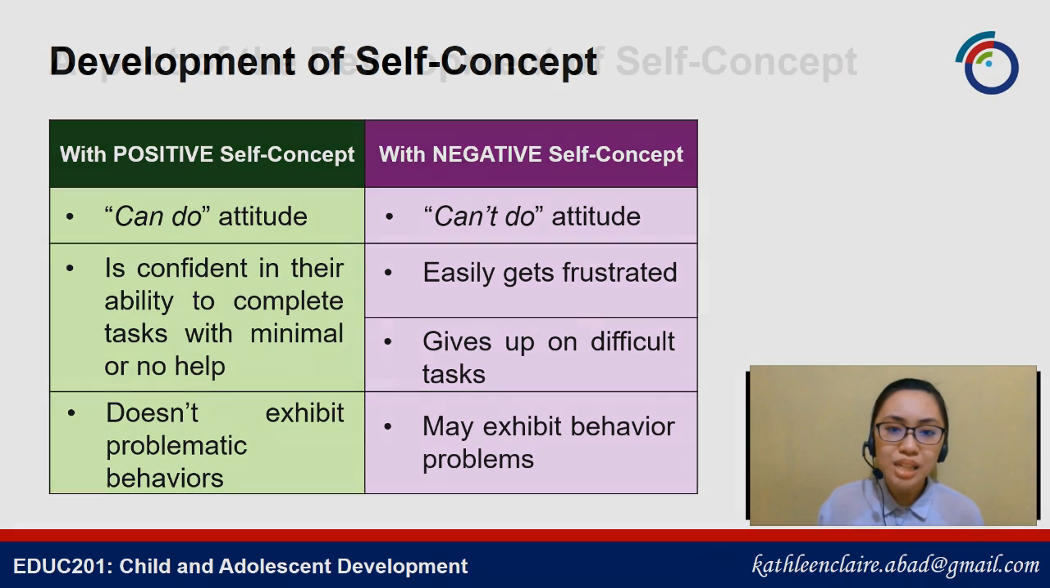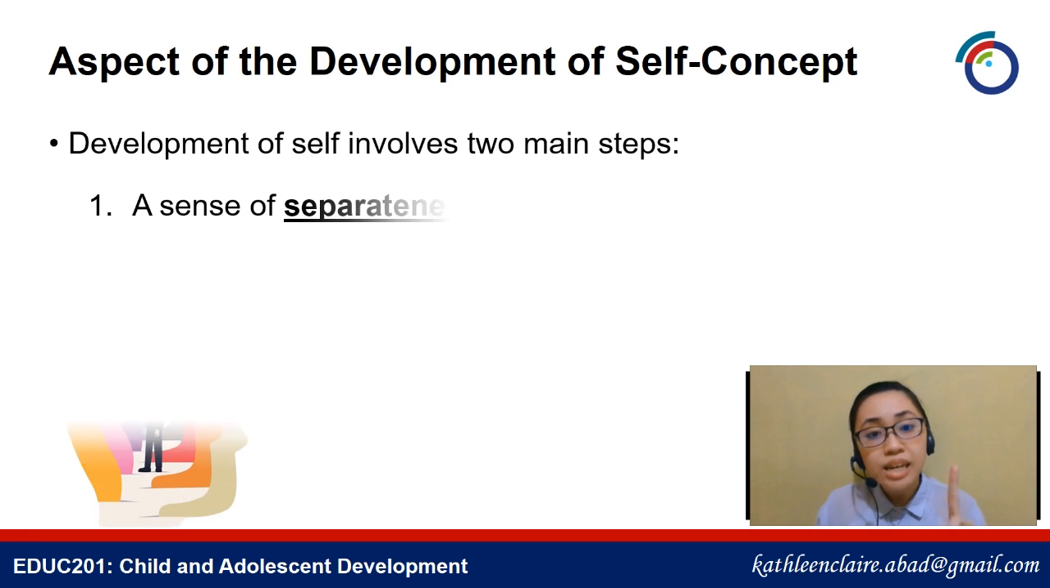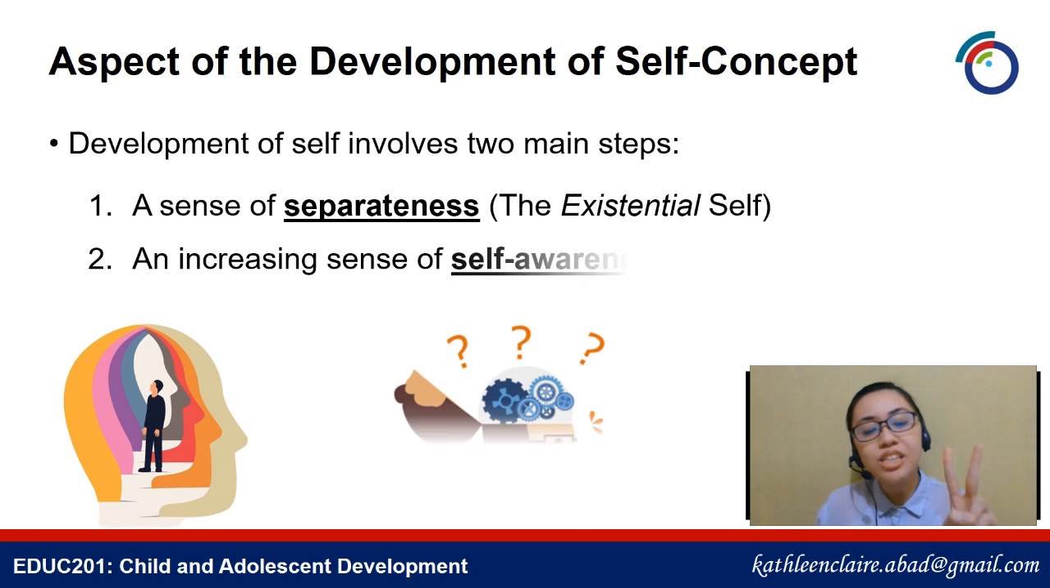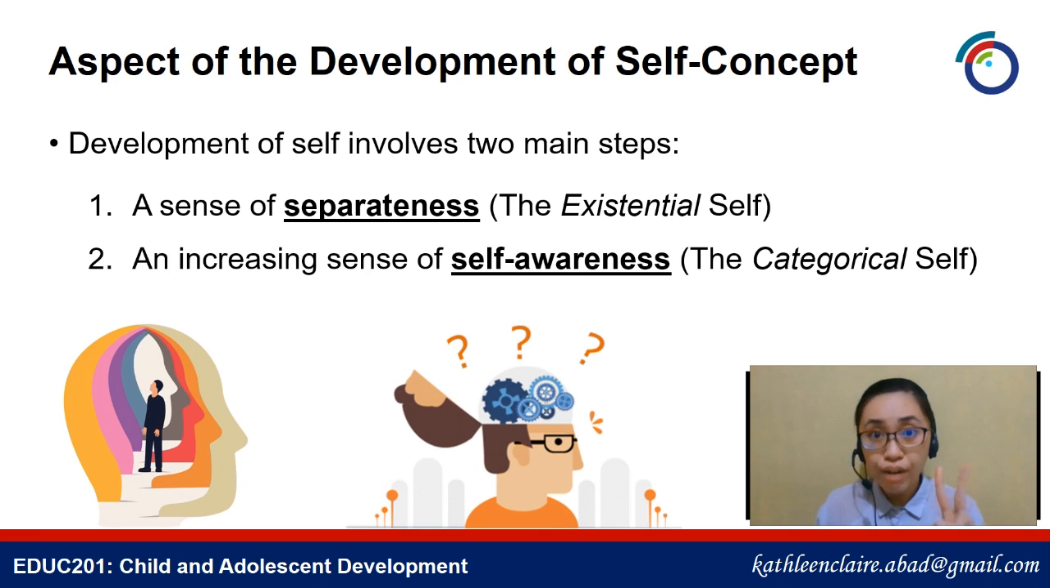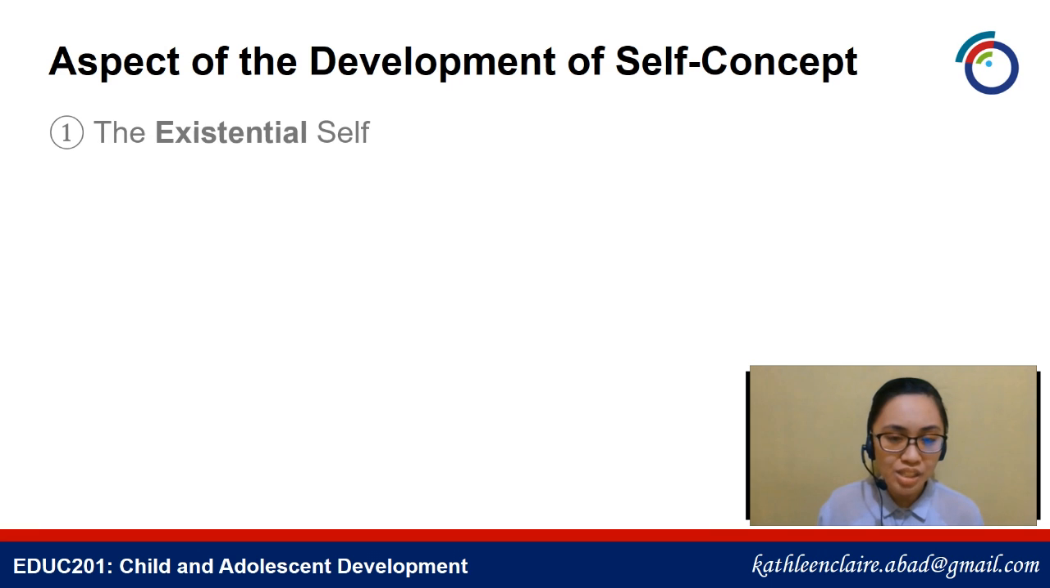So, the development of self involves two main steps. Okay? Meron tayong sense of separateness or yung tinatawag nating existential self and an increasing sense of self-awareness or yung tinatawag na categorical self. So, don't worry, pag-usapan naman natin yan in the next few slides. So, ngayon pag-usapan muna natin yung existential self.